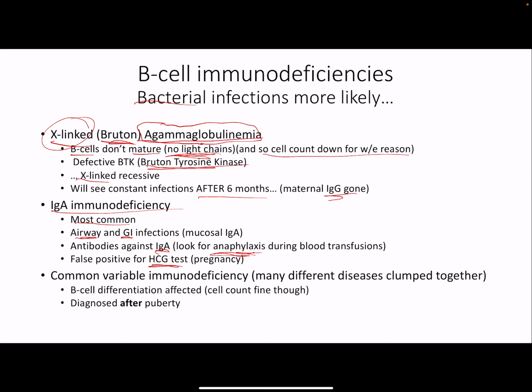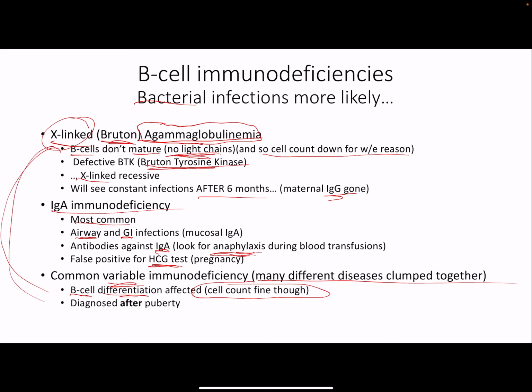Common variable immunodeficiency. So this is a bunch of different diseases clumped together, and they call it variable because there's variable clinical presentations in terms of the phenotype severity. But similar to this one, it's a B cell differentiation issue. Now, for reasons I don't really understand, the cell count is actually fine, though. So you create B cells, but they just can't fully differentiate, and so they can't really produce antibodies very well.